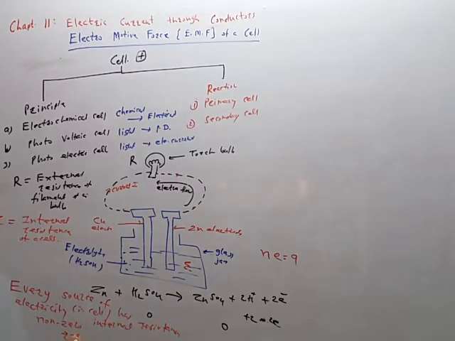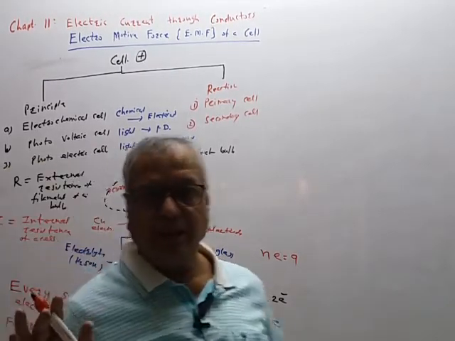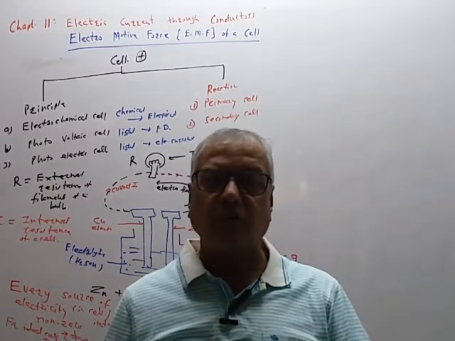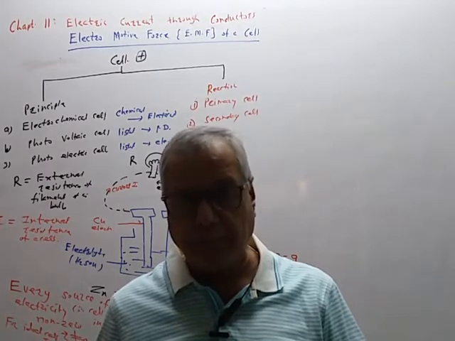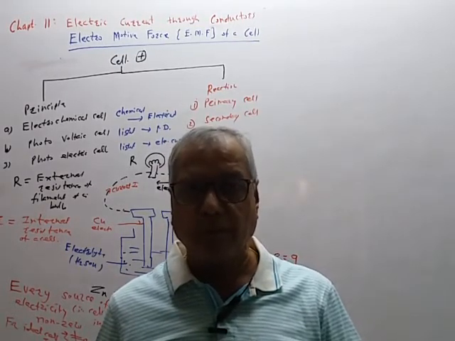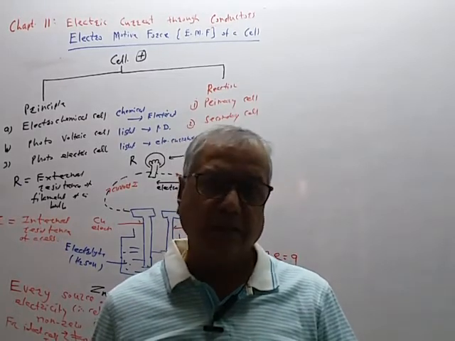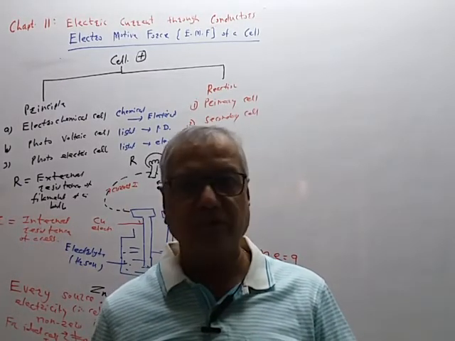So R is never zero. For an ideal cell, R is zero. No cell is ideal, and therefore R is never zero. But for solving some numerical problems, the ideal cell is used theoretically. Practically, it is not possible.